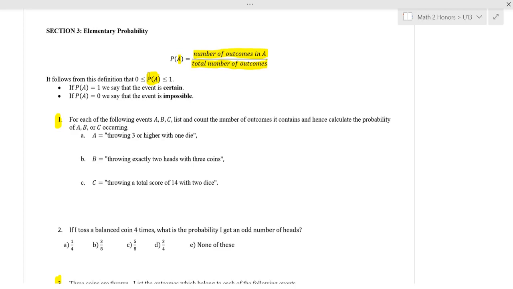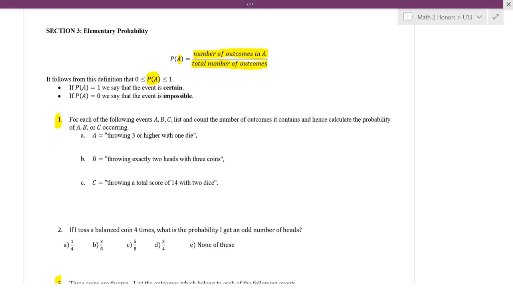If you are doing some work and you get a probability that's 3.2, you did something wrong, because the probability cannot be more than 1. Or if you get a negative probability, there's something wrong, because it's got to be between 0 and 1, or it could be 0, or it could be 1. So let's take a look at an example.